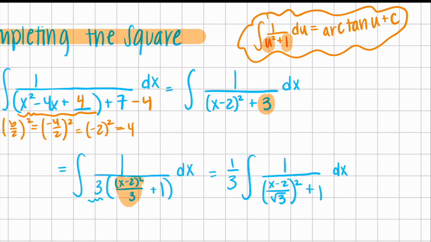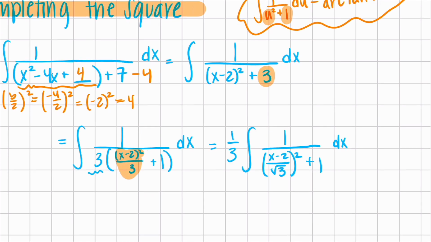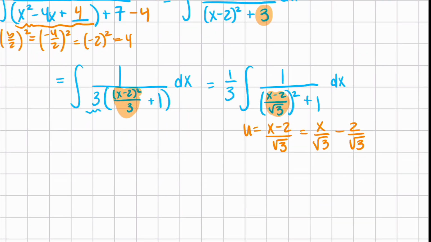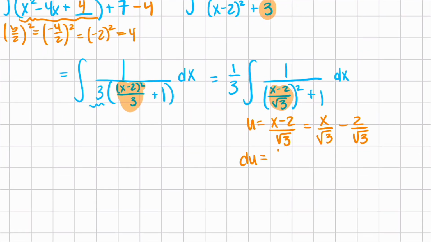Now notice that we're looking pretty similar to our identity. We're going to do u substitution. Usually you're going to take the stuff that's squared, that expression, and make that your u. Keep in mind that this is x over √3 minus 2 over √3. That means that our du is going to be 1 over √3 dx. Now I have a dx, but I don't have 1 over √3, so I'm going to put that in there. If I multiply by 1 over √3, that means I need to multiply by √3 somewhere else, so that I'm multiplying my problem by 1.